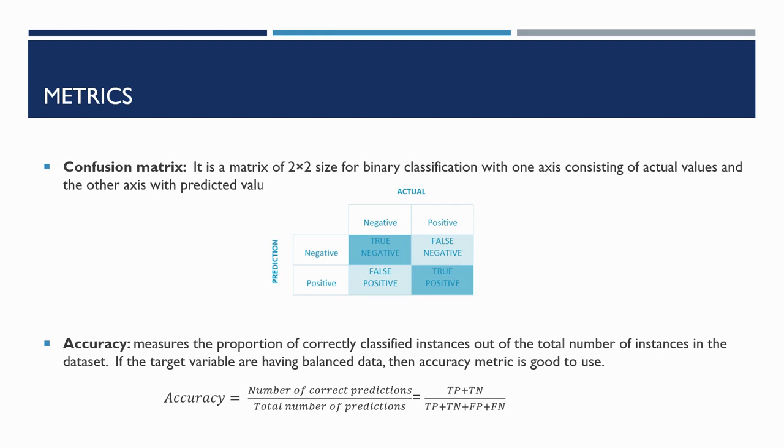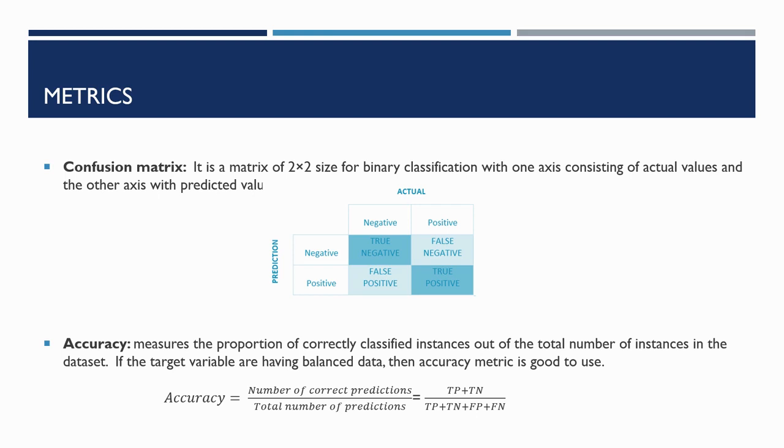When the actual value is true and the predicted value is true, it is a true positive. If the actual value is false and the predicted value is also false, it is a true negative. If the actual value is true but the predicted value is false, it is a false negative. If the actual value is false and the predicted value is true, it is a false positive. Basically, it shows how confused a classification model is when it makes predictions.